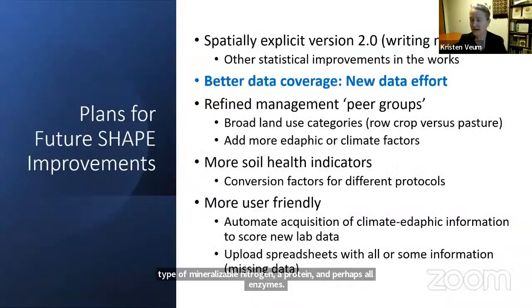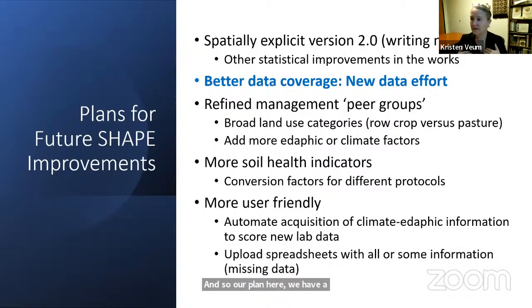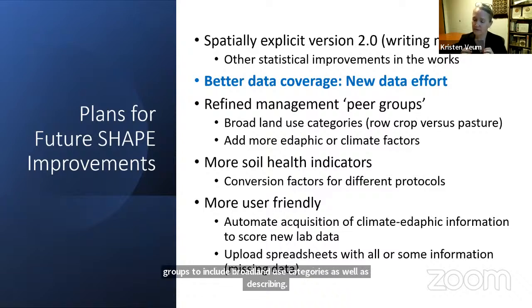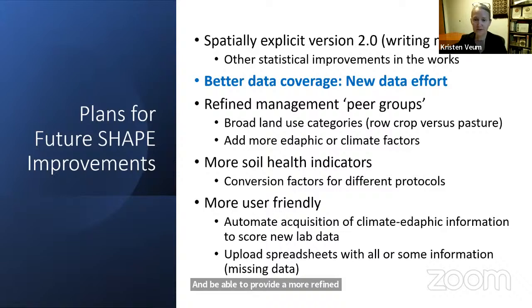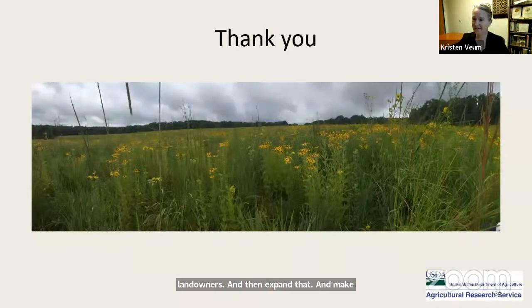And so our plan here, we have a spatially explicit version that's already in the works. I'm working on the first draft of that manuscript now, but we want better data coverage. So as many people who spoke before me have pointed out, your scoring curves are only as good as the data that you have available. So we need more data. And then once we have that, we can refine these peer groups to include broad land use categories, as Harold was describing, and be able to provide a more refined interpretation for landowners, and expand that indicator set and make it more user-friendly. So that's my introduction to SHAPE. Thank you for your time.